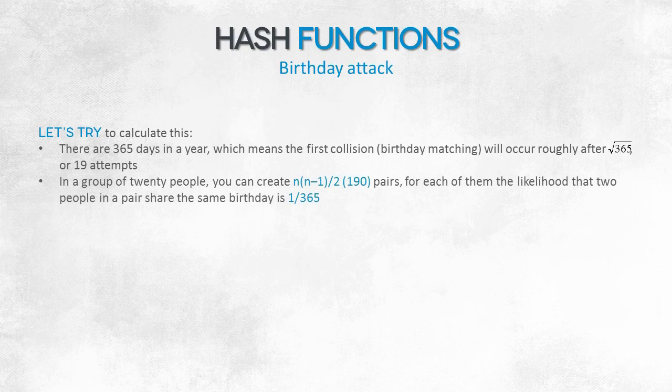In a group of 20, you can create n times (n minus 1) divided by 2, which is 190 pairs. For each of the pairs, the probability of having the same birthday is 1 in 365. Using the data to calculate the probability, computing 20 times (20 minus 1) divided by 2, times 1 divided by 365, gives us 380 over 730. Slightly over 50%.